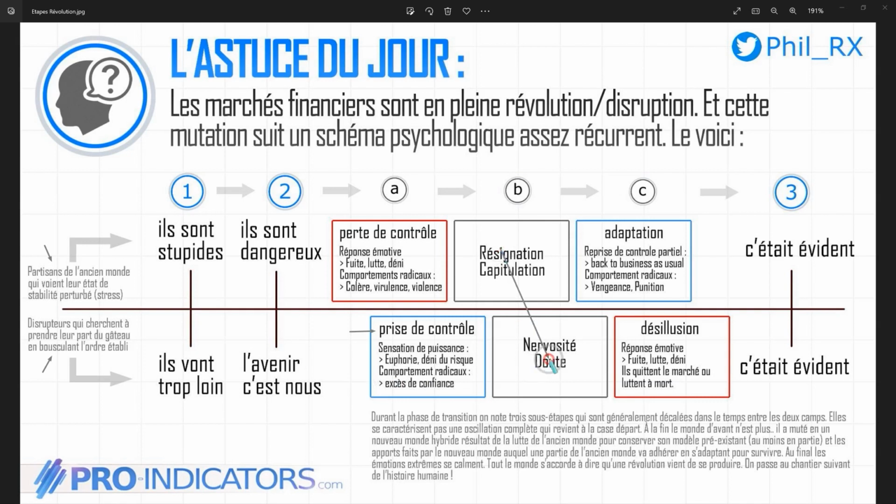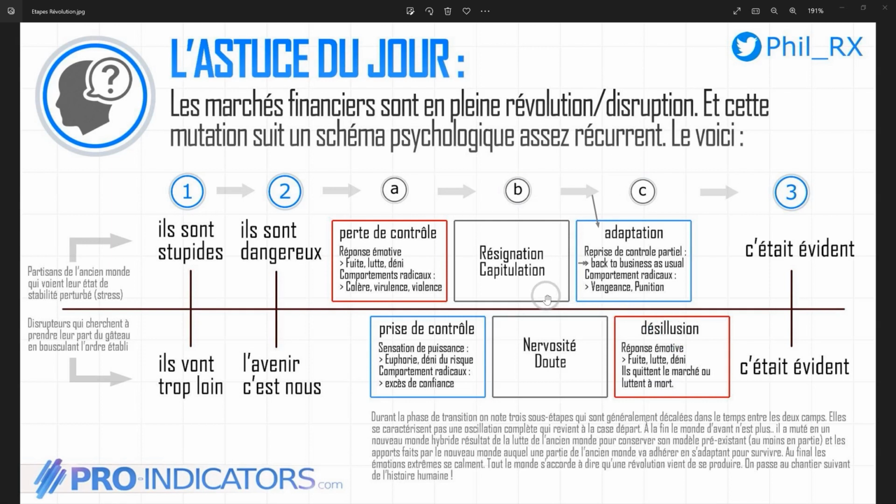Then, of course, came the resolution phase, in which the old world resigns and capitulates. They understand that they've missed the shot, so they're going to have to adapt. And in the opposite direction, the momentum that was driving the hype turns into nervousness and doubt, which ends up creating a very violent delusion phase in which these guys now have a fight, flight, or denial type of reaction, very emotive. They are fighting to death or leaving the market in the most extreme behaviors. Of course, in the late adoption phase, the old world will feel like everything is going back to business, which it won't, because we're going to end up with a hybrid world. And it will have irrational behavior like revenge and things like that.